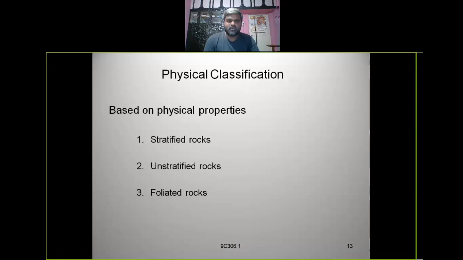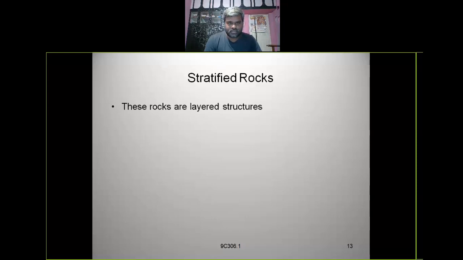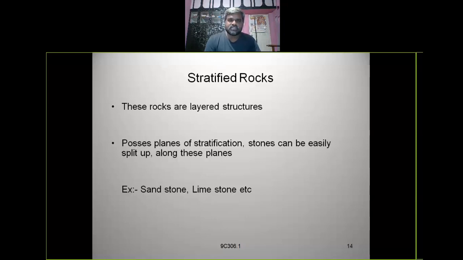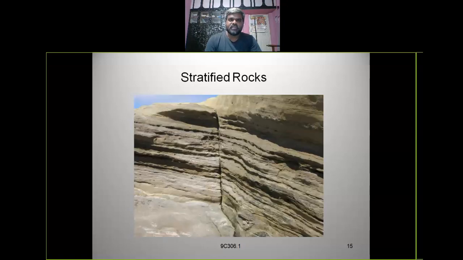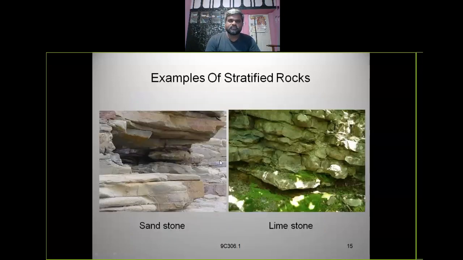Based on the physical properties, rocks are classified into stratified rocks, unstratified rocks, and foliated rocks. What are stratified rocks? These rocks have layered structures and possess planes of stratification. Stones can be easily split off along these planes, for example sandstone, limestone, etc. This picture shows the stratified rocks. You can see the different layers of the rocks. This is called stratified rock.